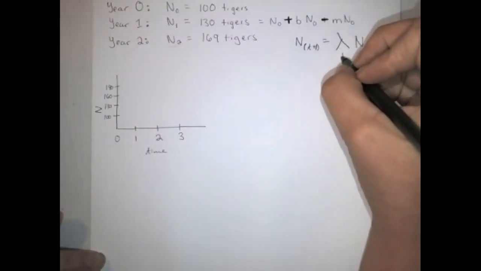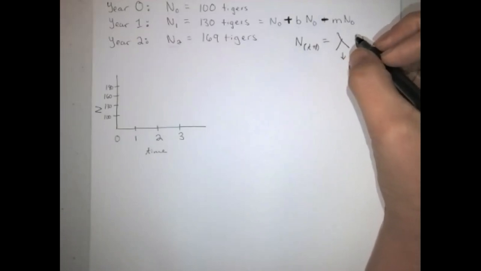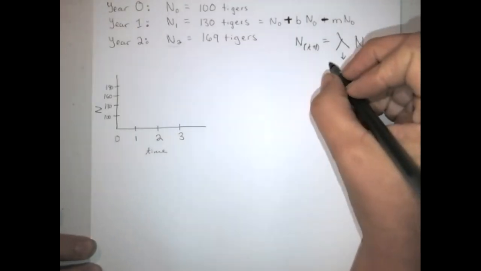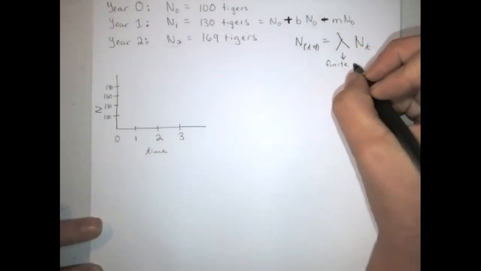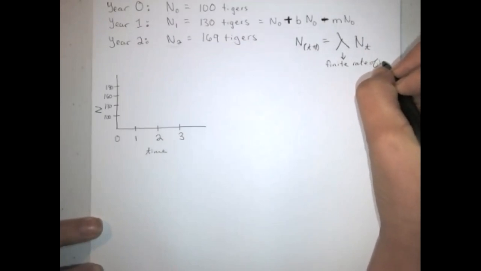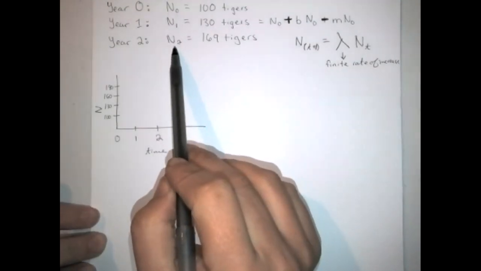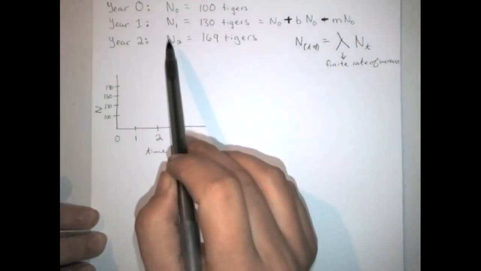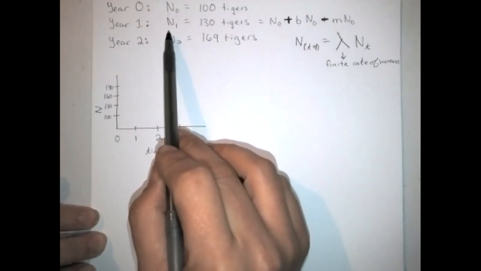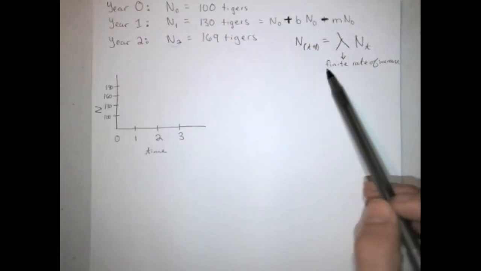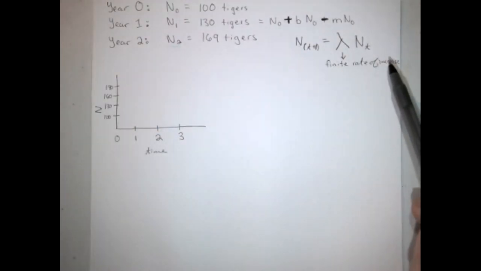Now lambda, what this actually means, is what's called the finite rate of increase within the population. Essentially that is expressed as a ratio, the population of N2, the second year, over the population of the previous year. And so that gives us an idea of how much the population is increasing over the course of a year.